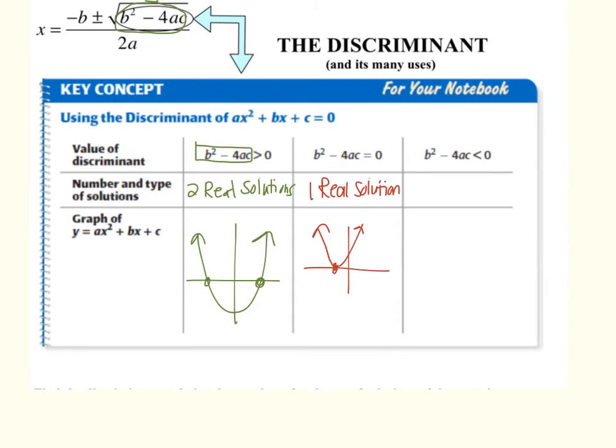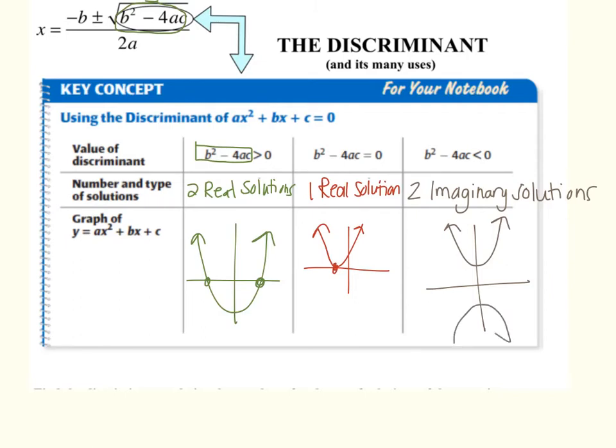And if b squared minus 4ac is less than 0, so if it comes out negative, there's going to be two imaginary solutions. And so this would be a parabola that just does not ever touch the x-axis. Either concave up and it's above the x-axis, or concave down and it's below the x-axis.